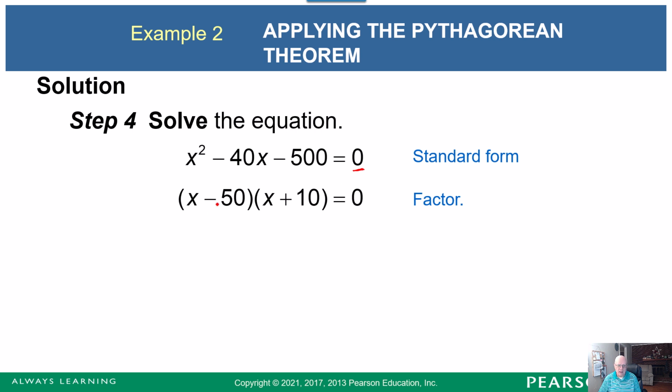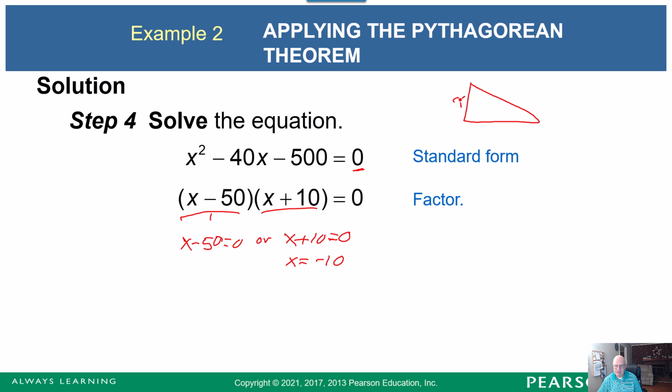So we've got these. Now remember, the zero factor property says one of these two, this or this, has to be 0 if we end up with 0. So x minus 50 equals 0, or x plus 10 equals 0. Now, do you see the handwriting on the wall? If you look at this one, it would say x equals negative 10. Remember, we're talking about a triangle.